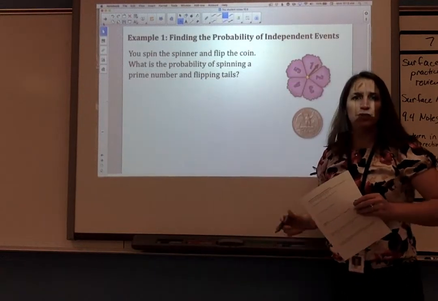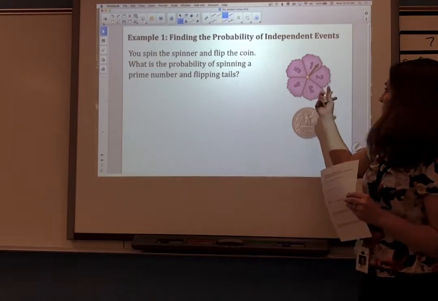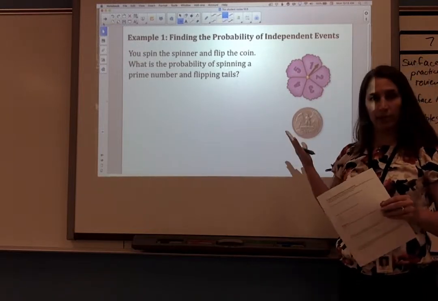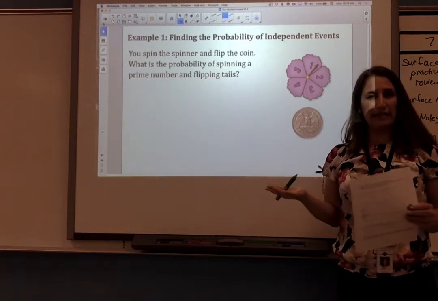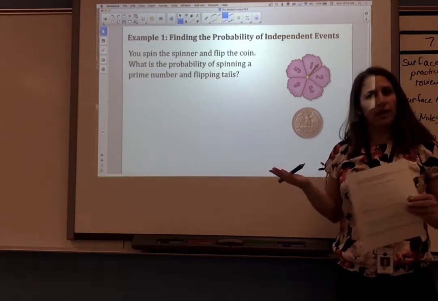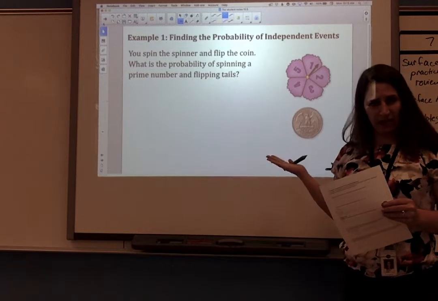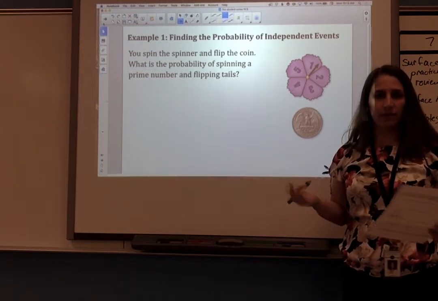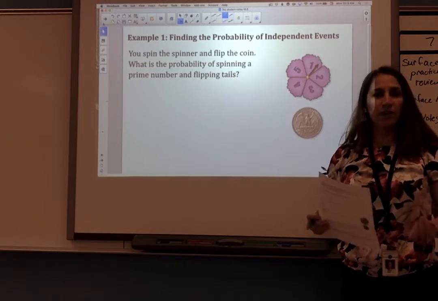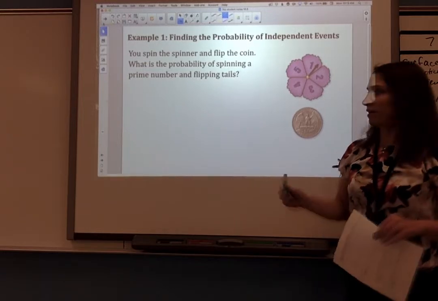If we want to find the probability of spinning this spinner and getting a prime number and flipping tails, we first have to think, is this independent? Yes. Spinning the spinner is not going to impact the coin flip in any way. They're totally independent. So we're going to find the probability of each of those independent events.